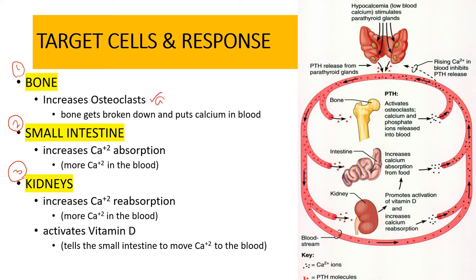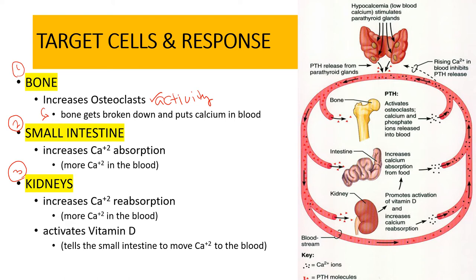We should probably put activity at the end of this. It doesn't increase them, it just increases their activity. If you remember what osteoclasts do, osteoclasts break bone down, and when they do that, the calcium and the phosphorus go into the bloodstream. Remember, this was secreted when calcium levels were low. So when osteoclast activity increases, it will raise blood calcium levels because they're going to break that bone down and put the calcium in the blood.